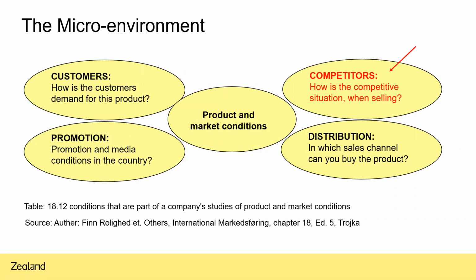As you can see here, we use this academic model to talk about microenvironment. When we talk about product and market conditions, we have the competitors, we have the customers, we have the promotion, and we have the distribution. For this, we continue just talking about the competitors. How is the competitive situation, and how should we sell and when to sell in a particular market?